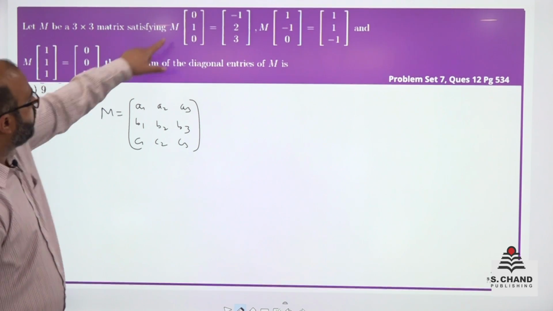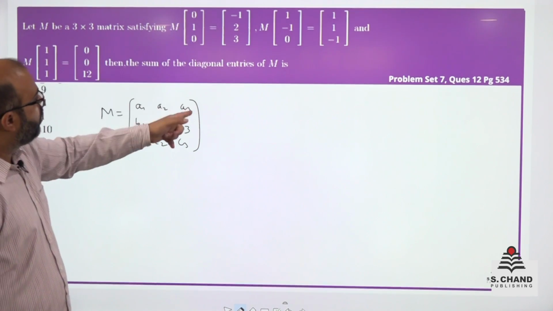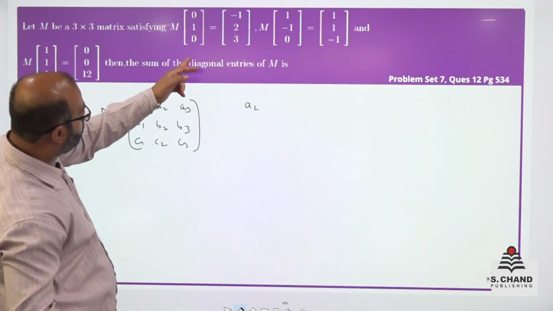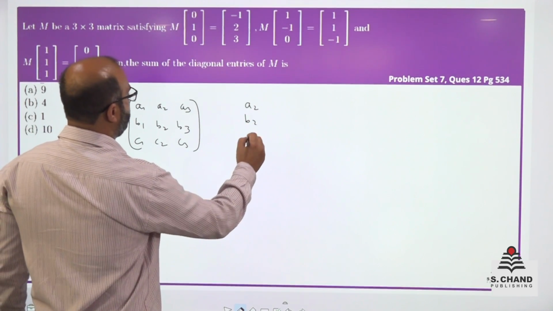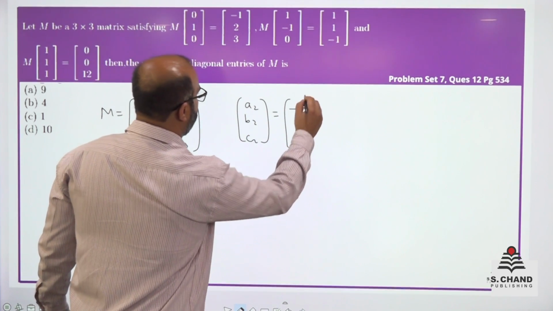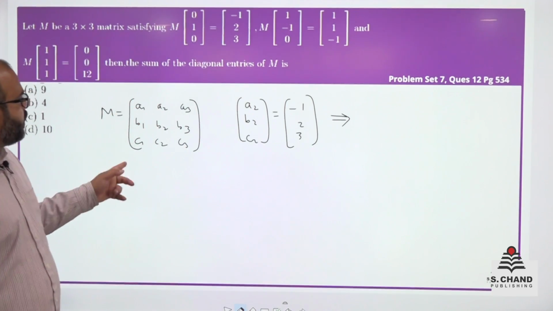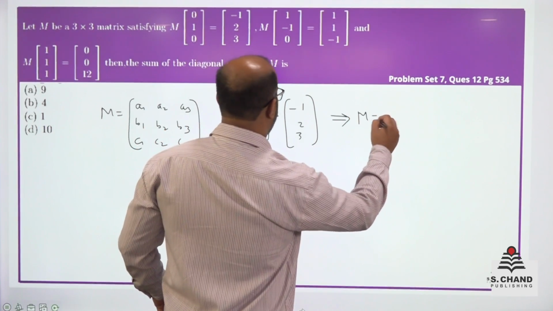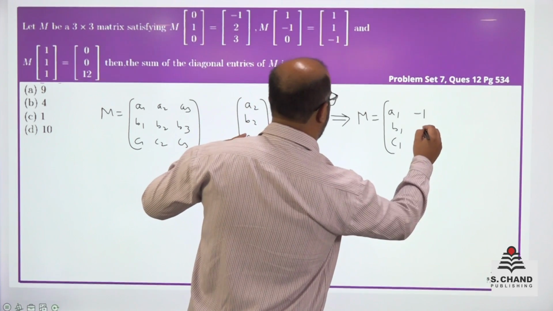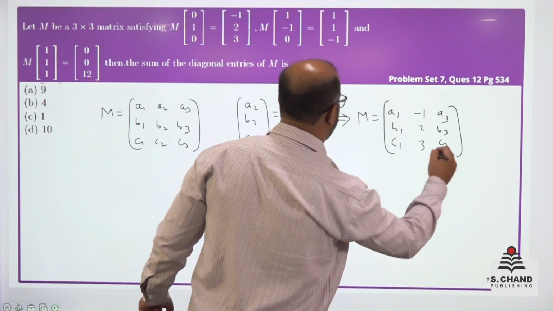Now M into 0, 1, 0. So first row with the first column will give you A2. Second row with the first column will give you B2. Similarly C2. That is equal to minus 1, 2, 3. So you got A2, B2, C2. So now the matrix M is A1, B1, C1, and minus 1, 2, 3, and A3, B3, C3.